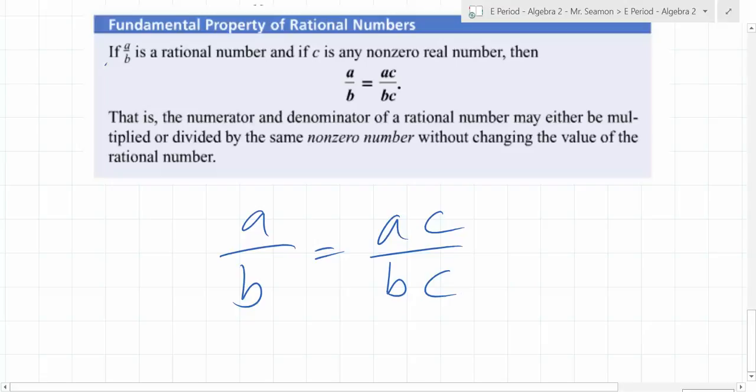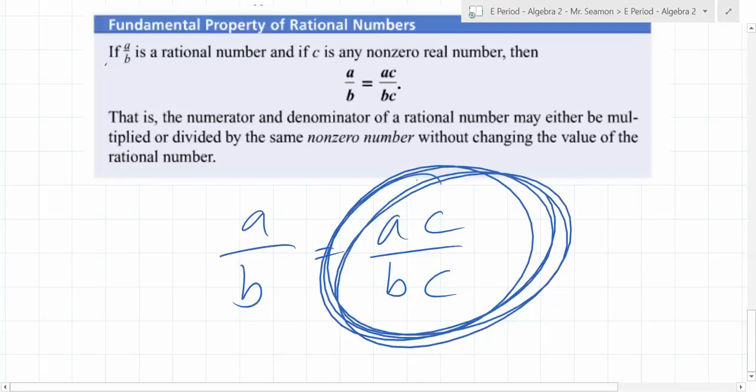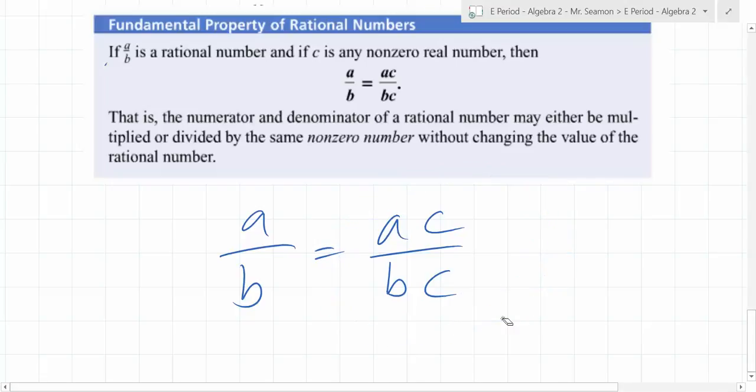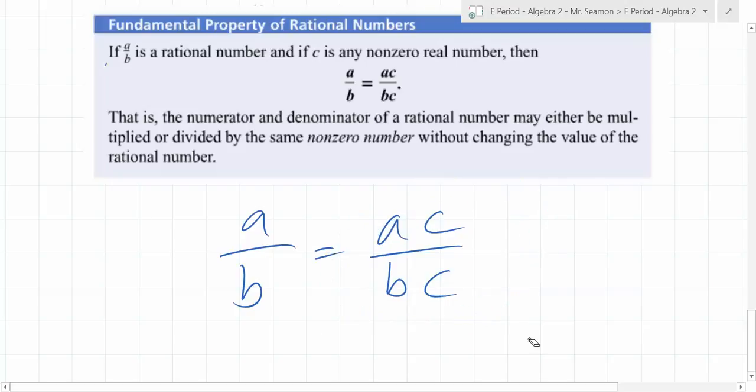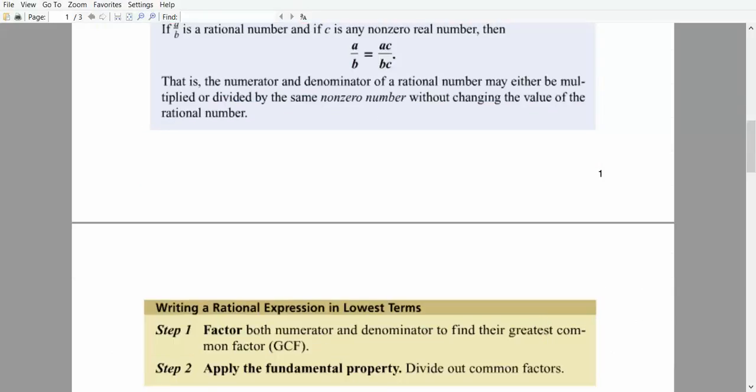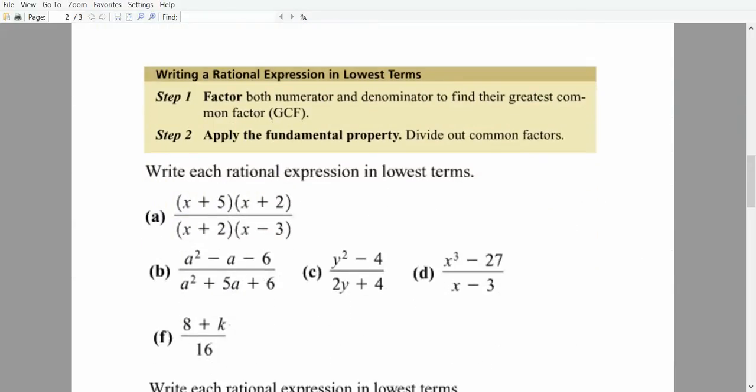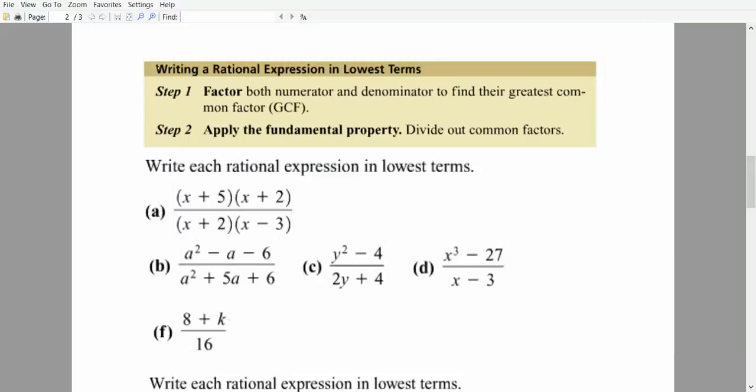For example, if I gave you this, what would you do to simplify that? You would just cross out the c's. This rule, this fundamental property of rational numbers, allows you to simplify things that have common factors in the numerator and the denominator. So, for example, you have these potential things to simplify.